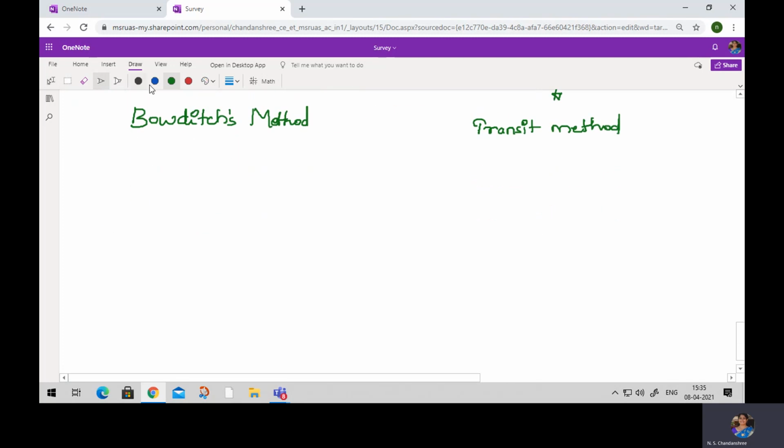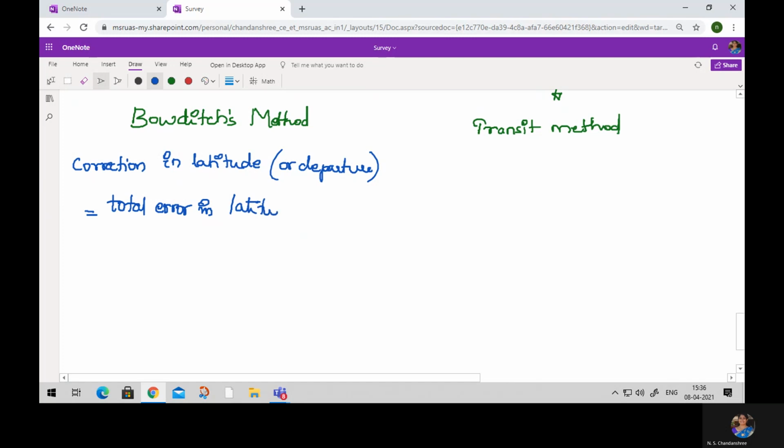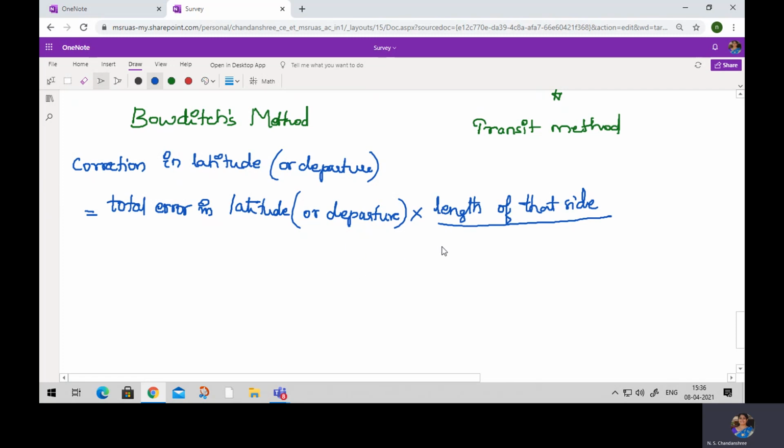In Bowditch's rule, the correction in latitude or departure is given by total error in latitude or departure, multiplied by the length of that side, divided by the perimeter of the traverse.